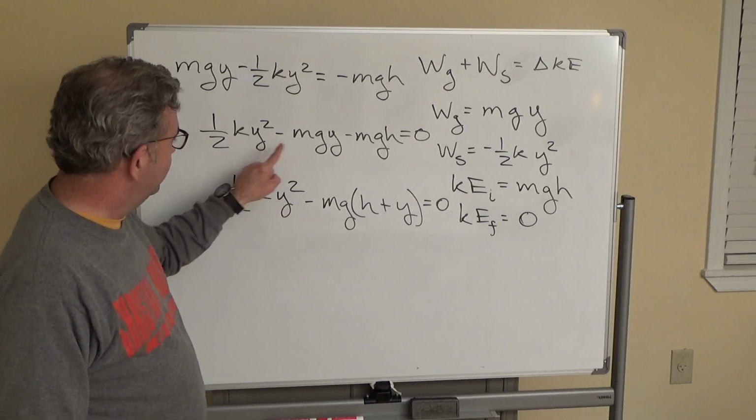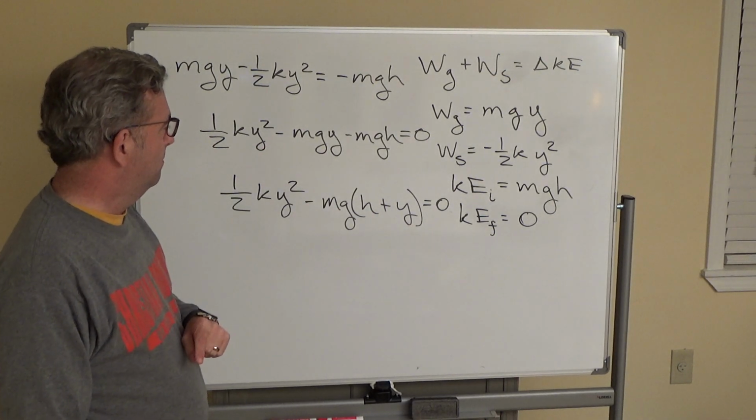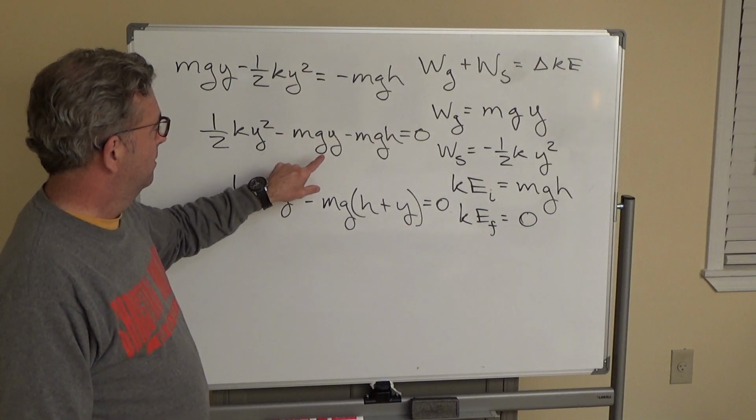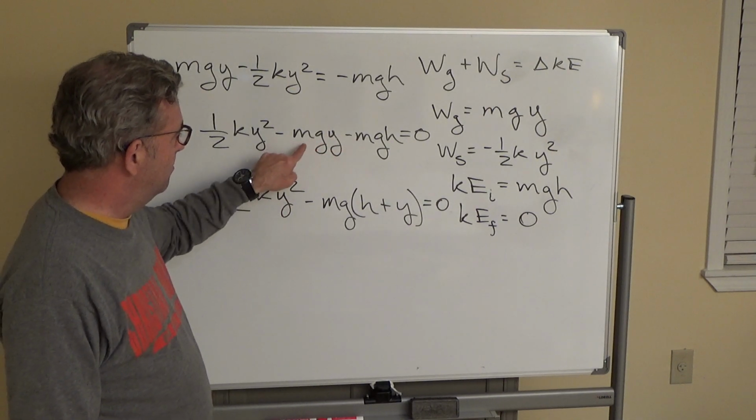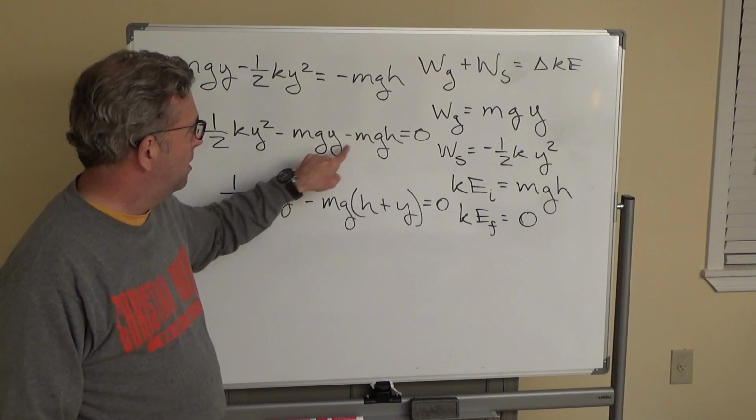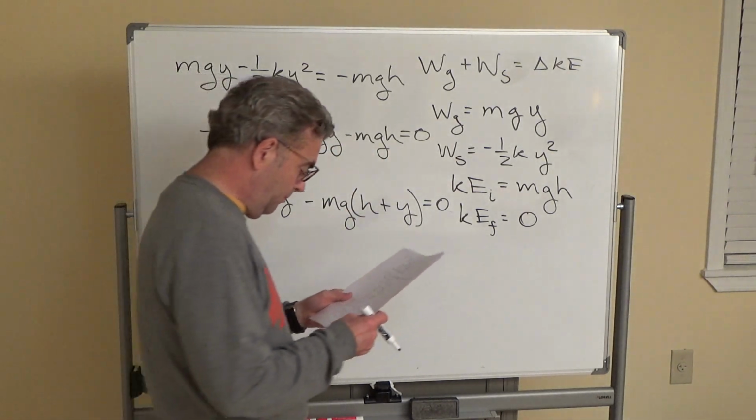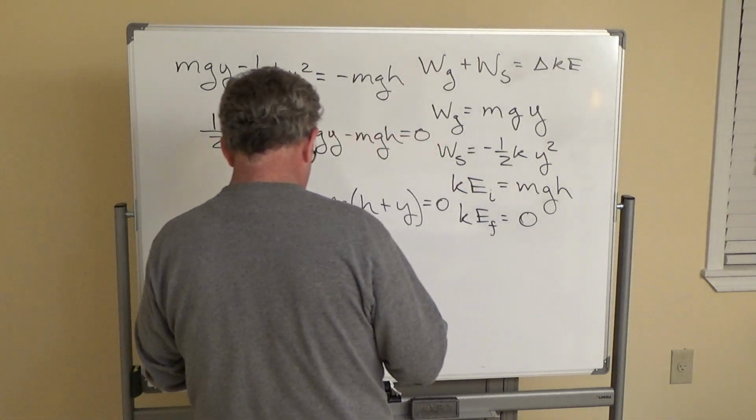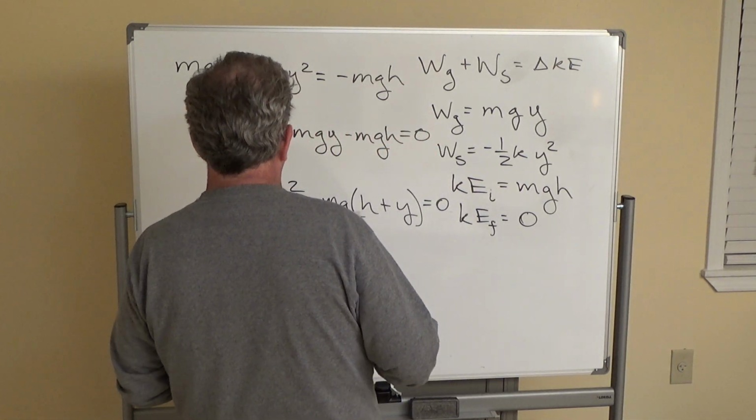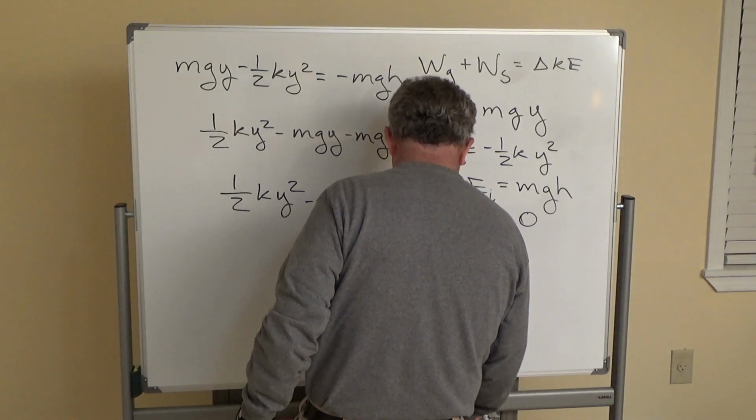You get the exact same thing. These two are the same equation. You factor out a negative mg and you get h plus y. Okay? Now, back to this equation.